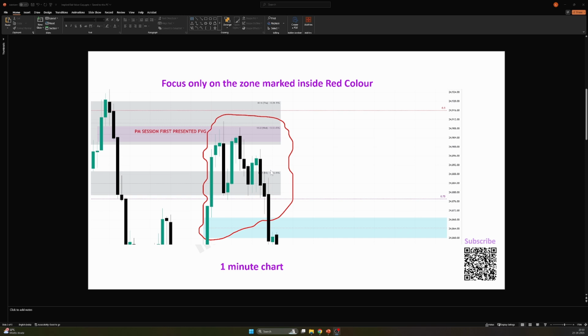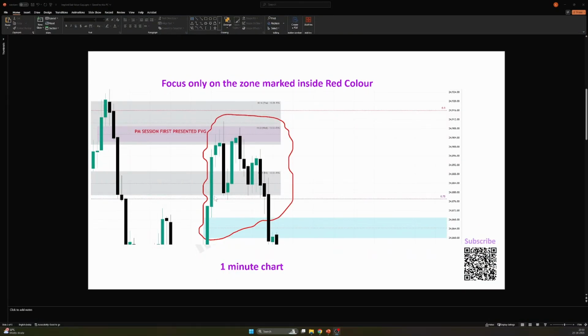Before going into the concept, I just want to establish the context. This is a 1 minute chart. This trade was taken on 22nd October 2025. You can see this PM session first presented fair value gap formed after 1:30 p.m. You can extend this first presented fair value gap.